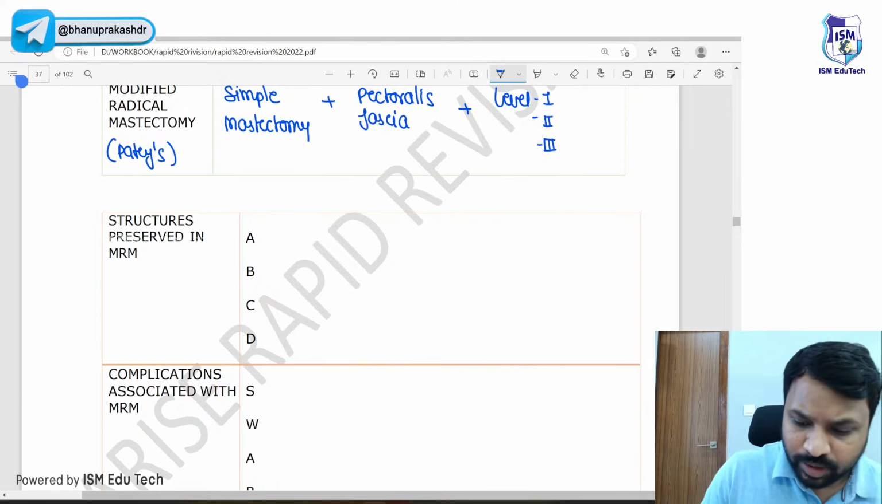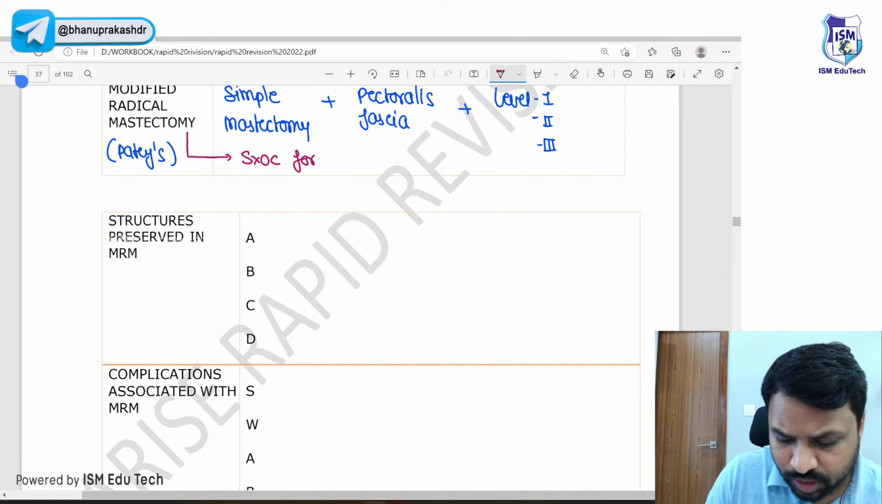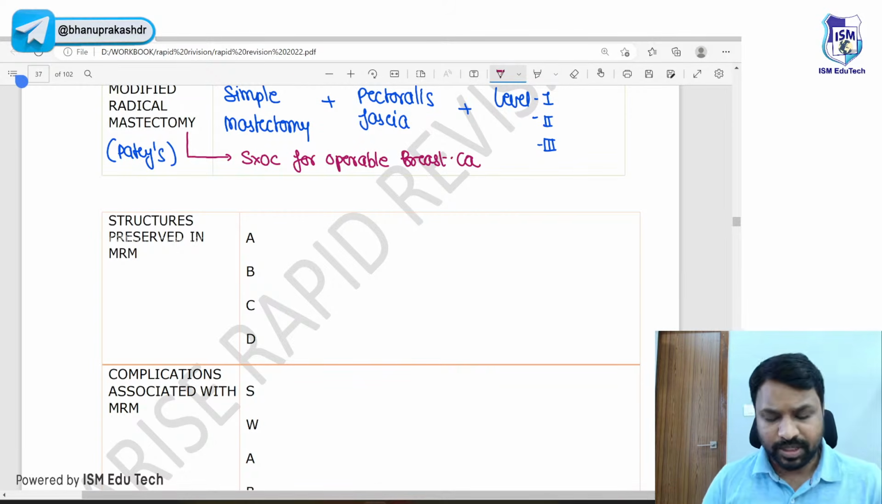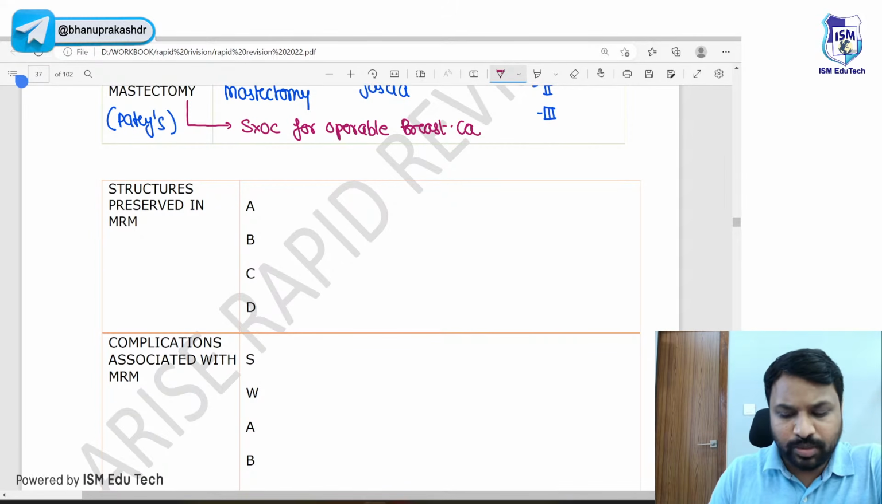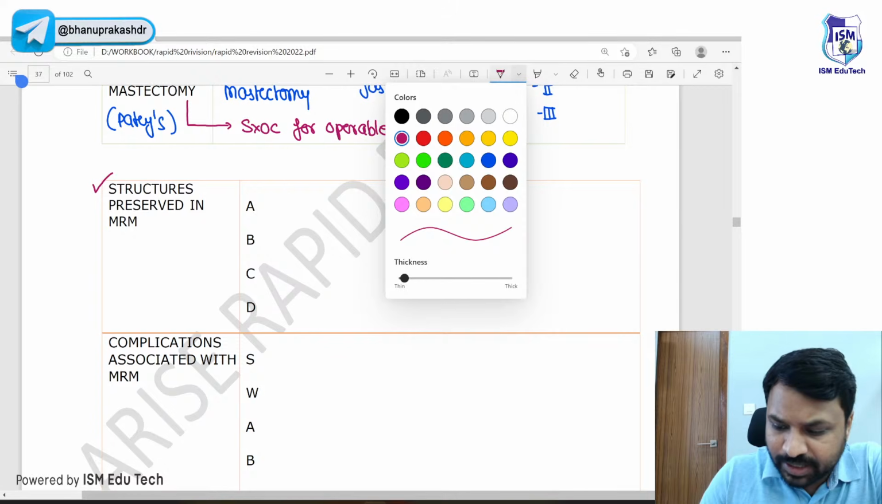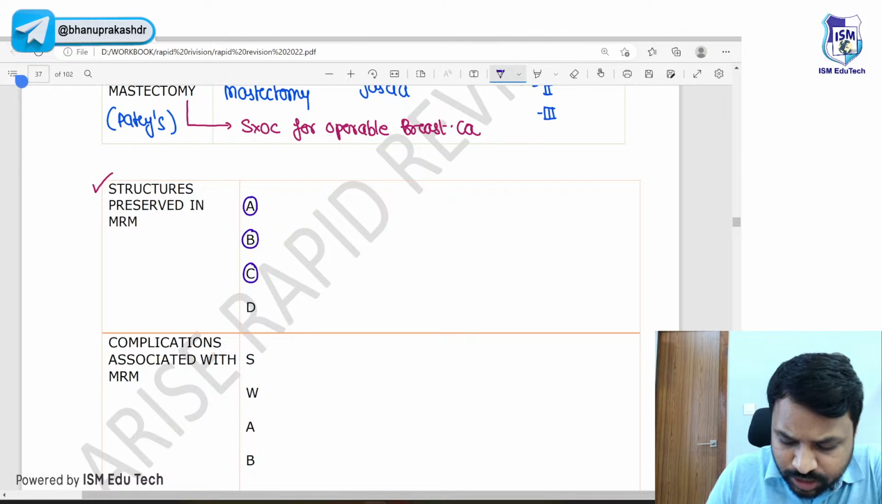Now, as of now, remember, the surgery of choice for breast cancer is the modified radical mastectomy. It is the surgery of choice for operable breast cancers, right? So when you talk about the structures that should be preserved during a modified radical mastectomy, they can be remembered by a small mnemonic, that is our ABCD structures.